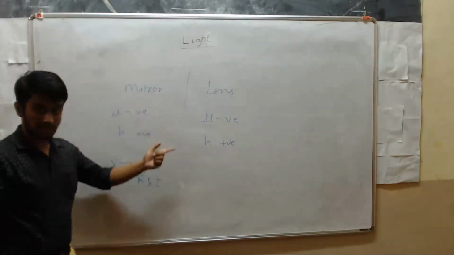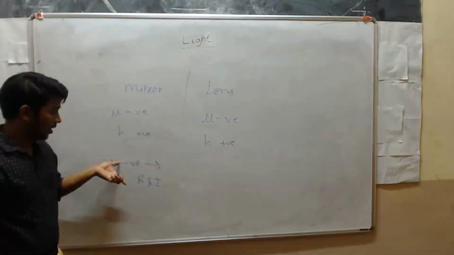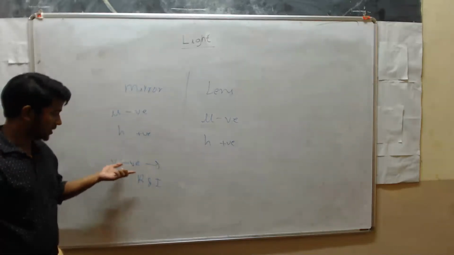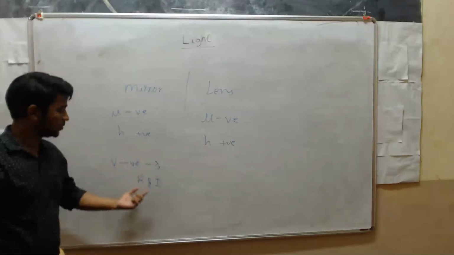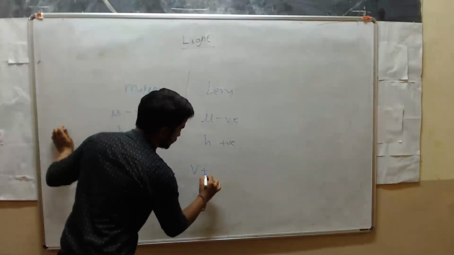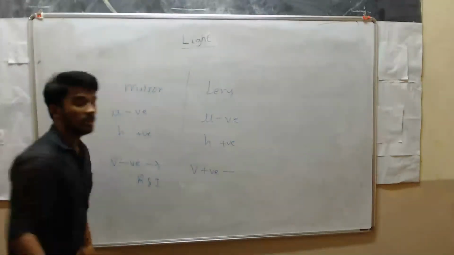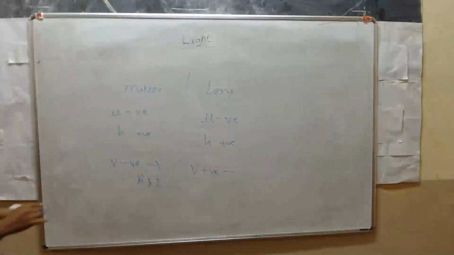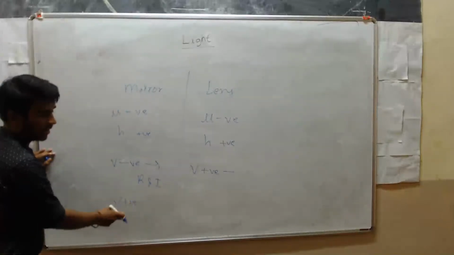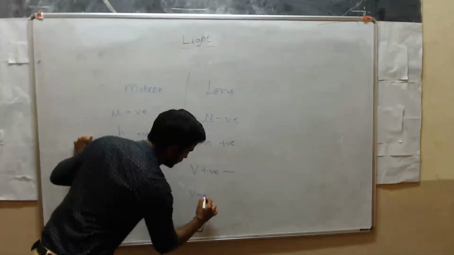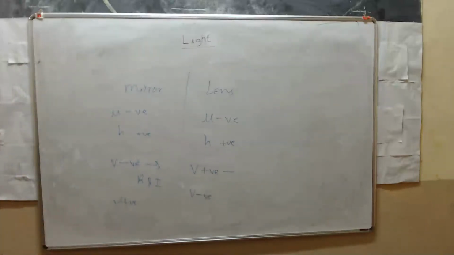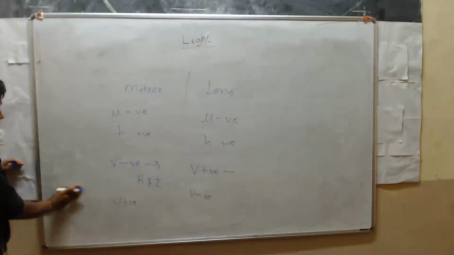Okay, in mirrors, if image distance is negative, then the image is real and inverted. Okay, but in lenses, if v is positive, then the image is real and inverted. Suppose here if v is positive in a mirror, then the image is virtual and erect. But in lenses, if v is negative, then the image is virtual and erect. Okay, see here, we'll solve next.